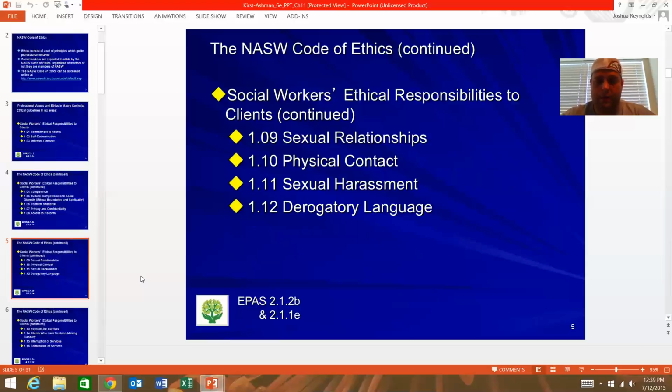Relationships and physical contact, that obviously is a no-no with clients, always, but especially during service. And this goes for, I think there's something later about social workers' responsibilities to colleagues or to others as well. But this is pretty self-explanatory. It's the idea that you have policies written out for all these things in terms of what isn't acceptable, where the line is, and if something goes wrong, what is the whistleblowing policy, or what is the reporting policy that needs to be followed.